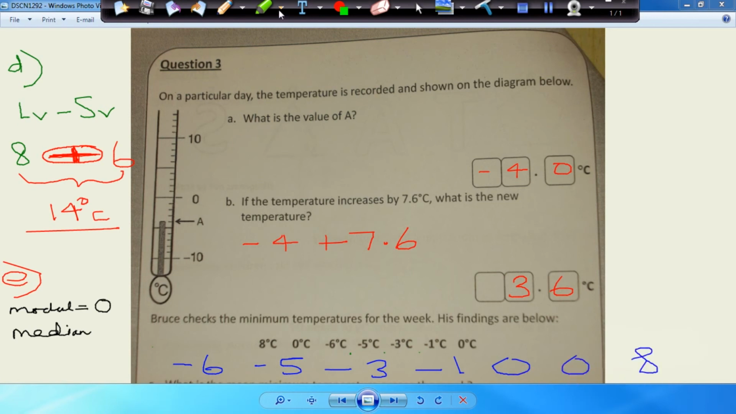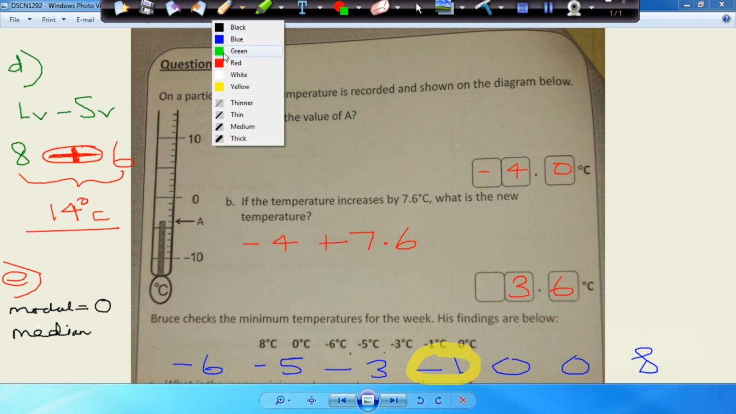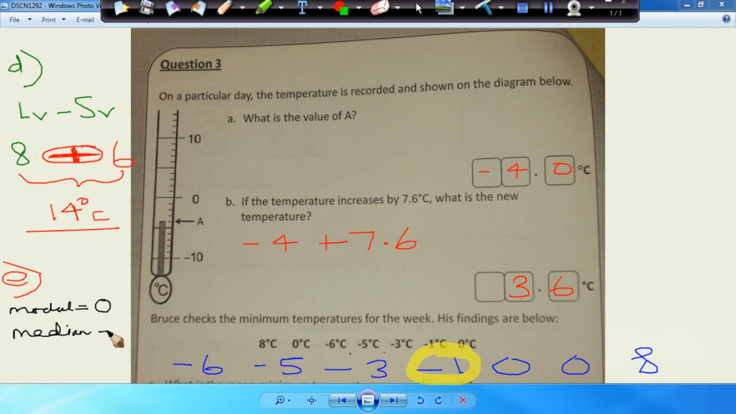So now we can find the middle value. So we've got 7 values. The middle value should be the 4th value. So the middle value should give us an answer of minus 1. Okay, and that is the median for question 3E. Hang on a second, I don't think we've finished yet. So the median is equal to minus 1.